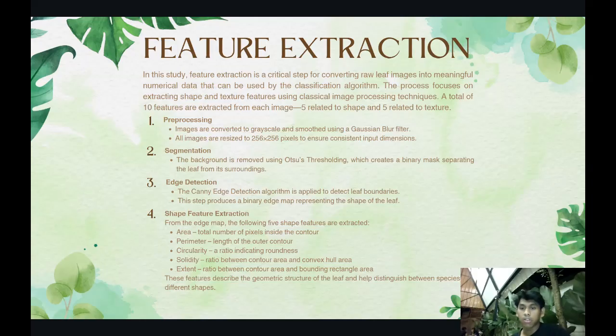Number two, segmentation. The background is removed using Otsu thresholding, which creates a binary mask separating the leaf from its surroundings.